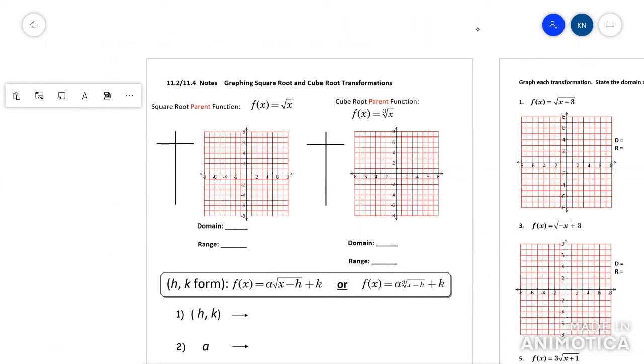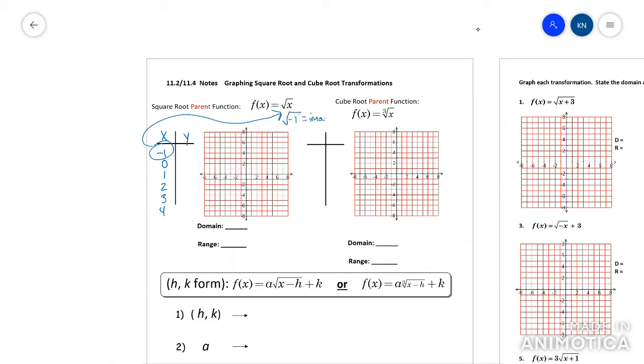So you're going to have some x and some y coordinates. I'll just write some out. If you try to input -1 here, you're going to get the square root of -1, which is imaginary. You can't do that. So basically, the square root function starts with 0. So -1 doesn't happen. It starts with 0. So it's like root 0, which is just 0.